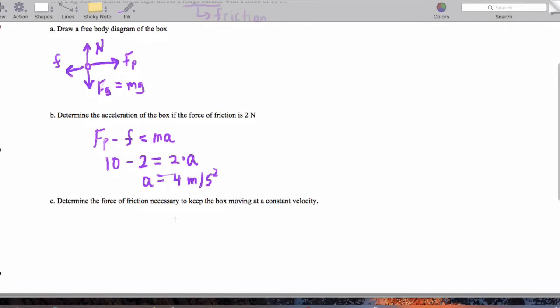Now, the force of friction necessary to keep the box moving at a constant velocity: we've got the pushing force. It fights the friction force, and the effect is that everything balances. So we have 10 minus friction equals 0. So to keep the box moving at constant velocity, we need a friction force of 10 newtons. And that is it for this practice test.